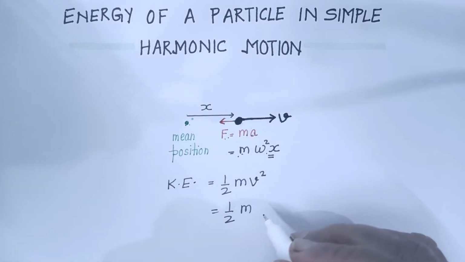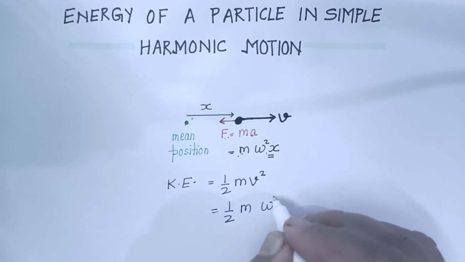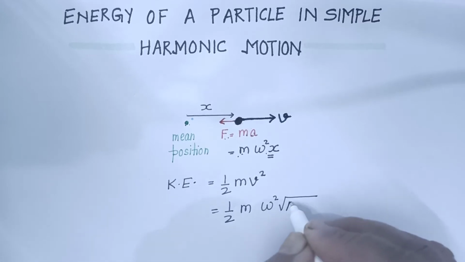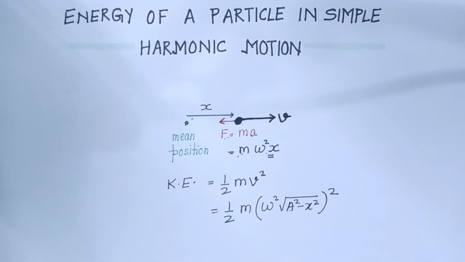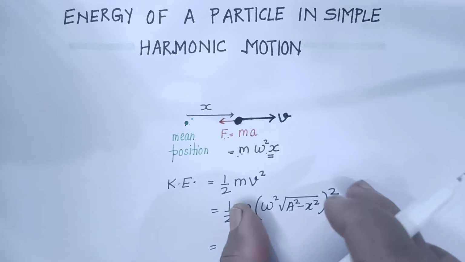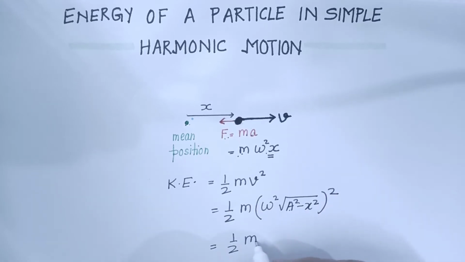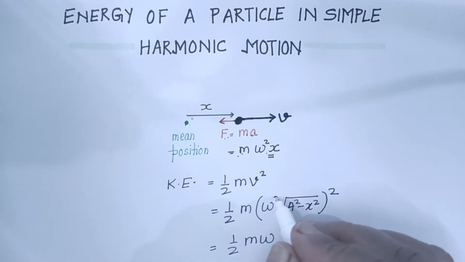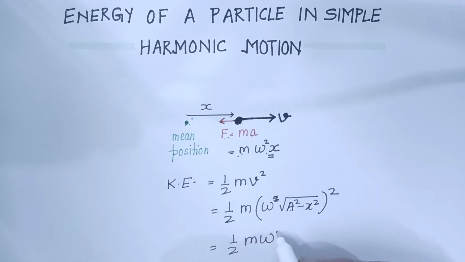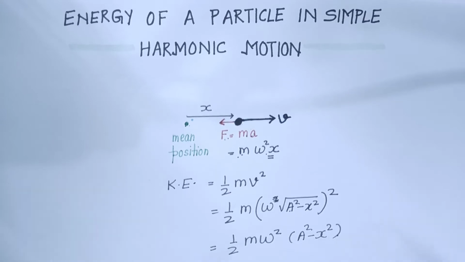So kinetic energy can be written as half mv square, that is half m, and v we have already calculated, that is omega times the square root of a square minus displacement x square, where a is amplitude, and square of this value is the velocity of the particle at displacement x. So simplify it: half m omega to the power 2, just correcting it, it is omega only, it's not square here. So omega to the power 2 and a square minus x square.